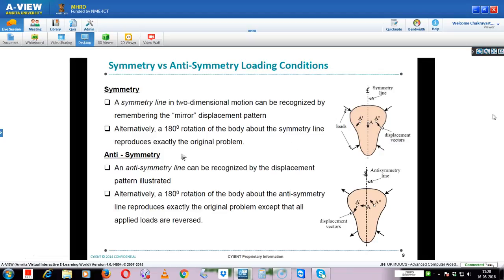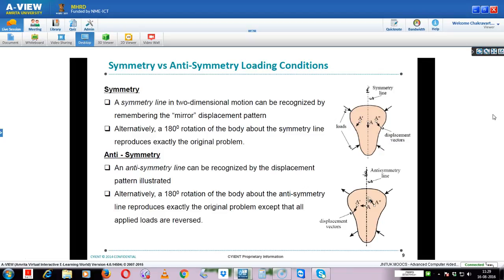So here again, like what we discussed, symmetry means it should exhibit symmetry in terms of geometry, in terms of material properties, in terms of loads, in terms of displacements. So then only we call it a symmetry. In anti-symmetry, geometry and material property are symmetric, but loads will be acting completely reverse.